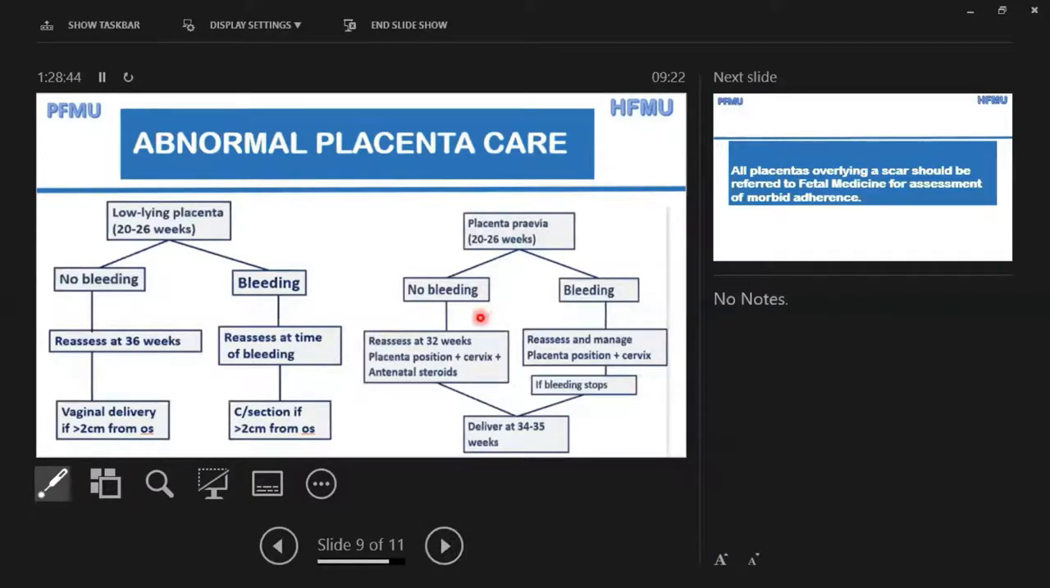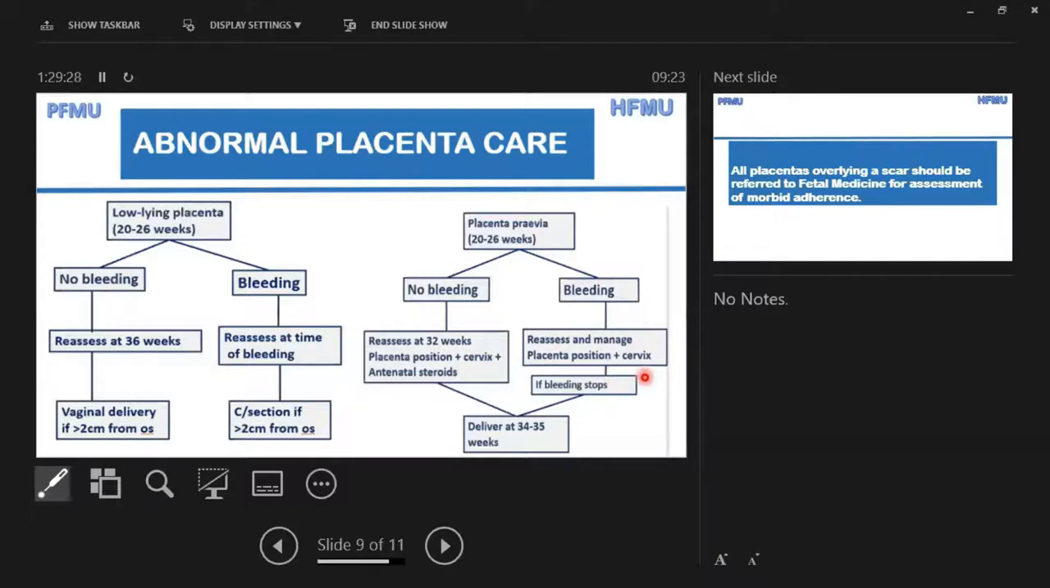If she's not bleeding, reassess at 32 weeks, not 36 weeks like for the one with the low-lying placenta who is not bleeding. Are we together? This one we see again at 32 weeks, we reassess the placental position and the cervical length, and we give antenatal steroids at 32 weeks. And then if she's bleeding, we reassess, we manage the bleeding. Remember, she's already sick.